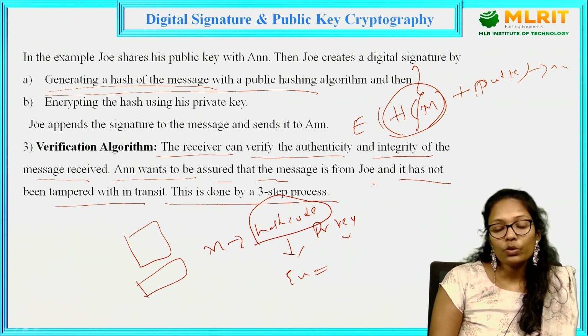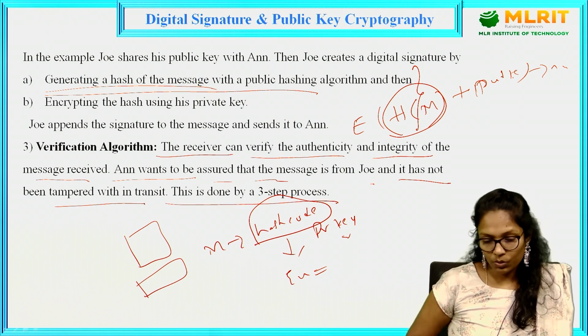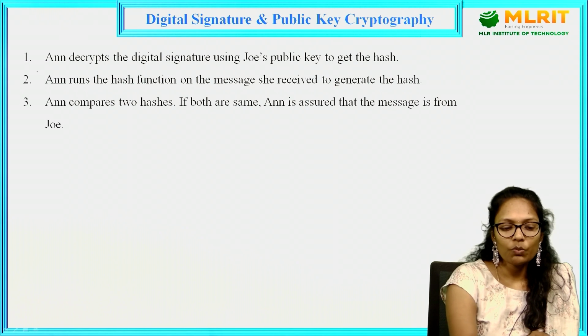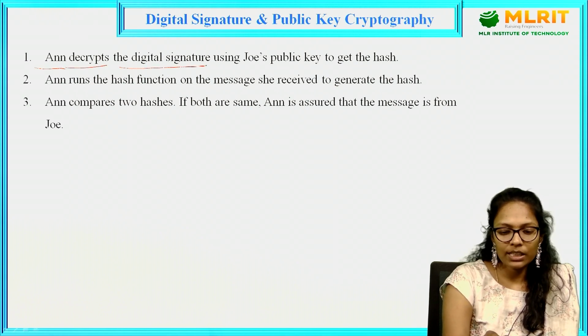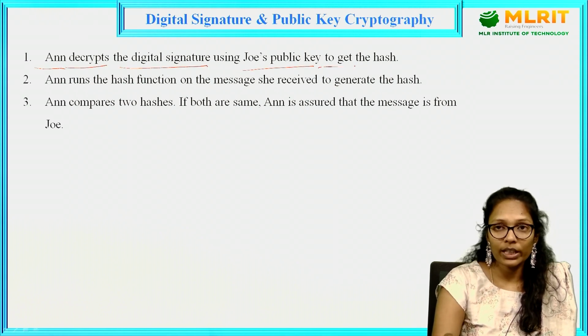So this is also done by using a 3-step process. So what is that 3-step process? First, what will Anne do? Anne decrypts the digital signature using Joe's public key to get the hash.